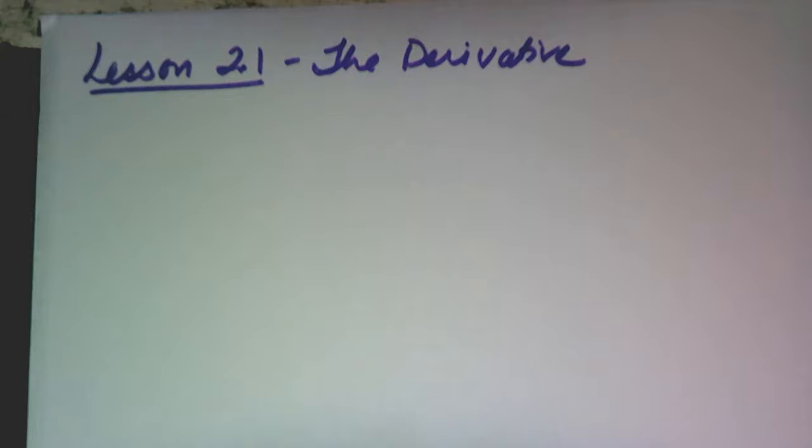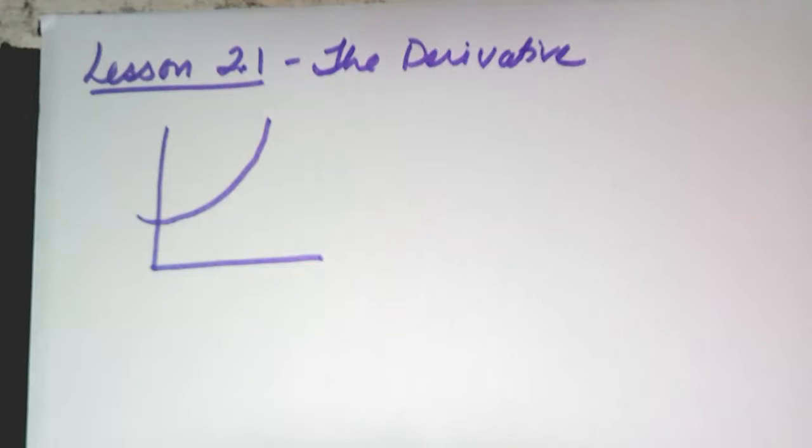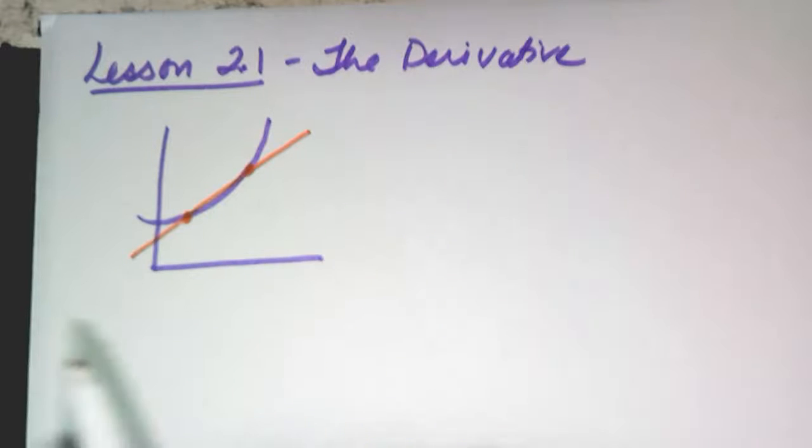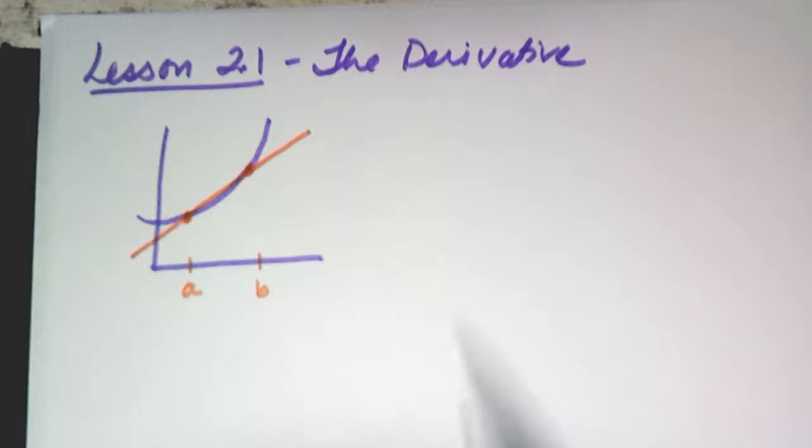Come back with me to a time and place where Mrs. Seta showed you a curved line and asked you to find the slope of the secant line. That means you would find 2 points. Let's call this point A. Let's call this point B.